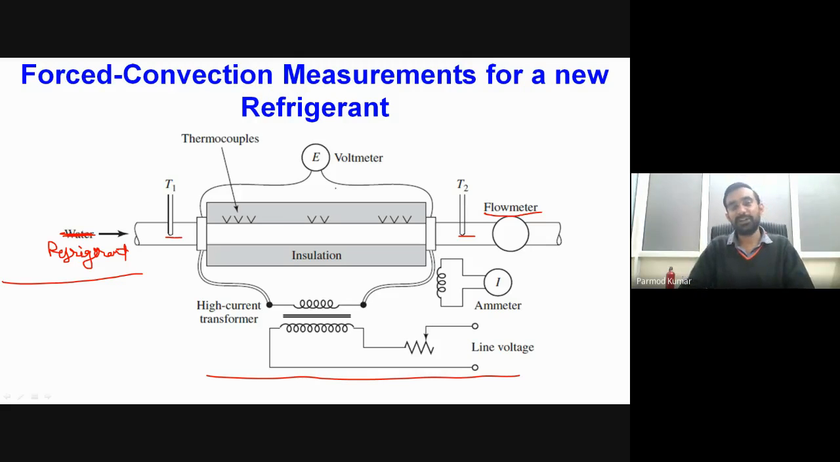So for this particular system, based on some preliminary analysis, we have to determine what type of flow meter we should use. Similarly, for other devices also, what range of ammeter and voltmeter is required. So before even designing the experimental setup, first we have to do some preliminary analysis based on our theoretical understanding, and then obtain the expected range of different parameters within which our system has to be designed.